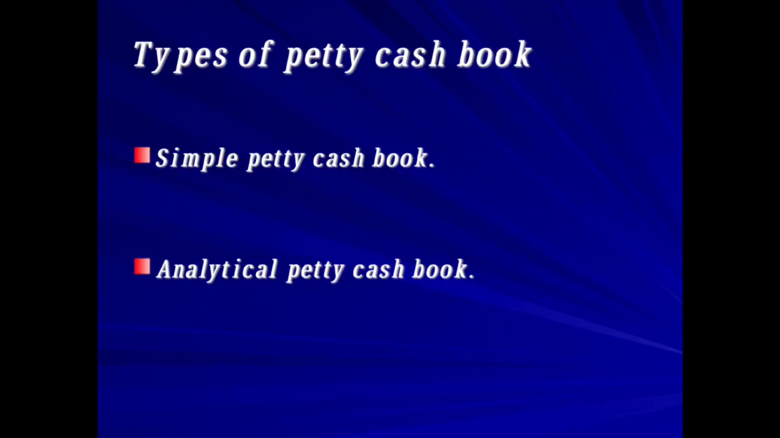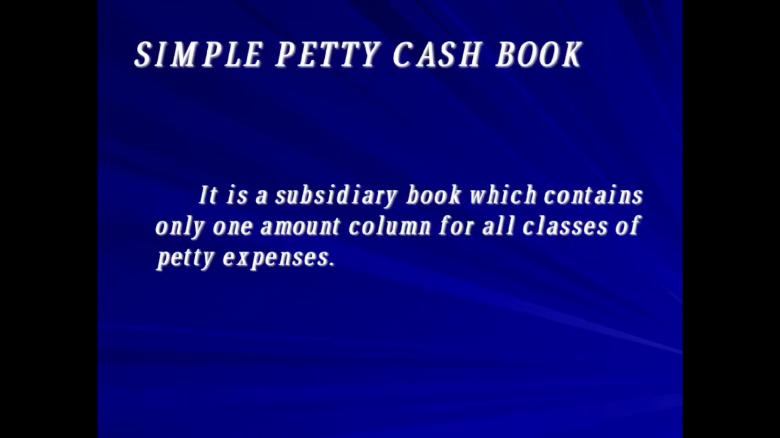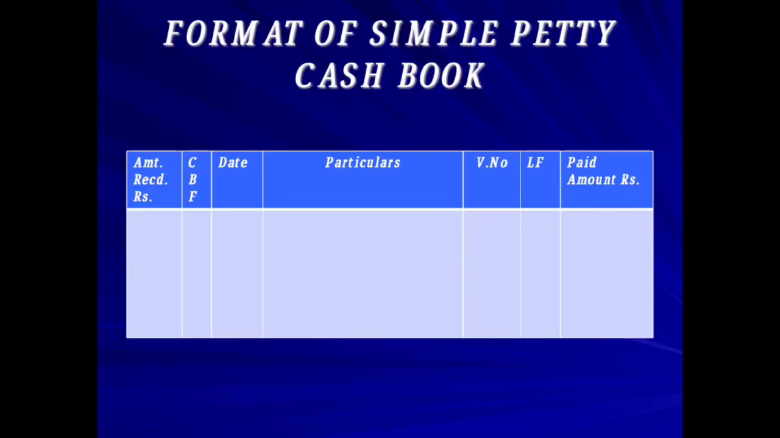Then we have two types of petty cash book here, simple petty cash book and analytical petty cash book. So what is simple petty cash book? It is a subsidiary book which contains only one amount column for all classes of petty expenses. Means we won't divide any expenses here with different amount columns. We have only one amount column in which you are going to record all the expenses.